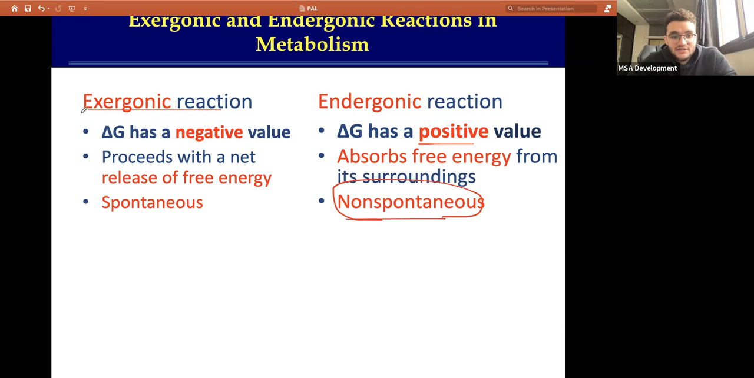Exergonic has a negative delta G, and you can think of it this way: in exergonic, you're releasing the energy because you already have enough. In endergonic, you're going to need the energy to form the product. So exergonic is spontaneous because it forms without adding energy, and endergonic is non-spontaneous because you need energy to form it. As I said, these are the most important points: delta G and how it's related to endergonic and exergonic reactions.